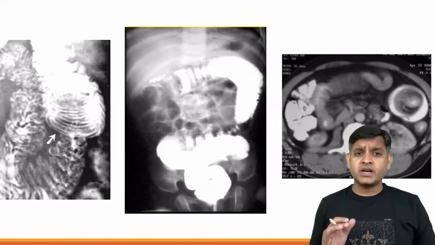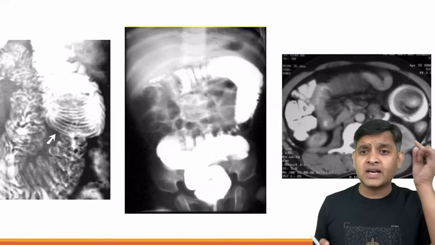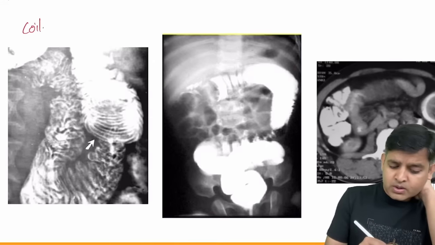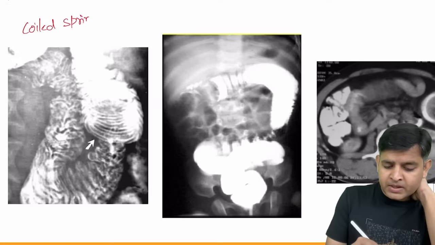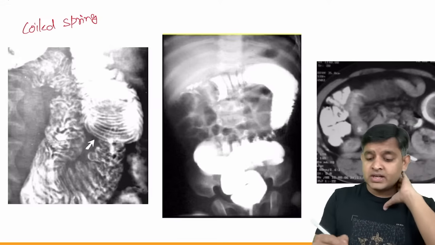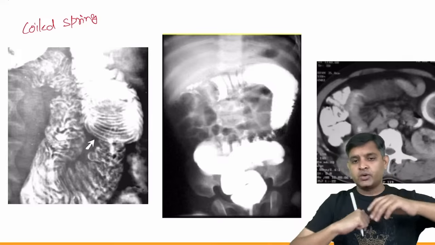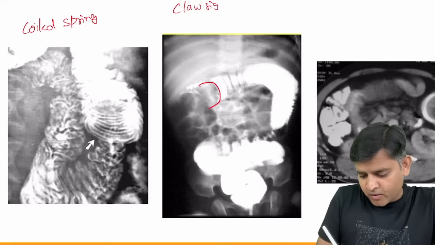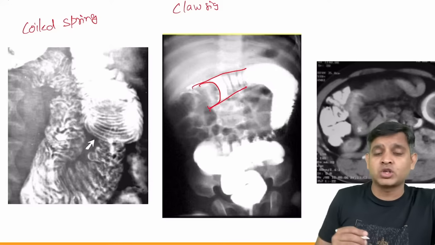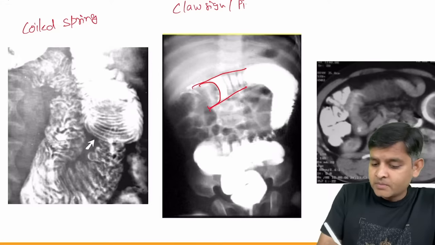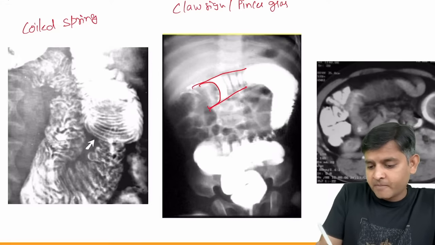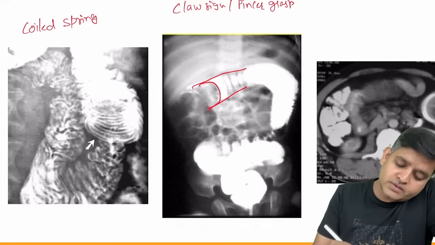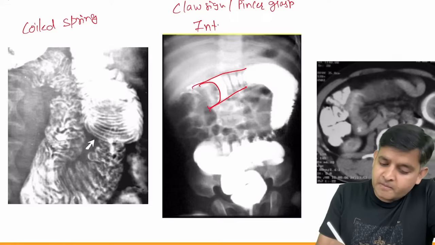This is your favorite image. You can all identify multiple signs of the same disease. What are the names of these signs? This is called the coiled spring appearance. This is called telescoping of one segment of bowel into another segment, which is called the claw sign. See how one segment of the bowel has entered into another segment. Claw sign, also called pincer grasp deformity, which is a feature of intussusception.